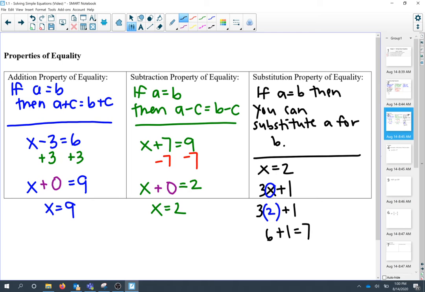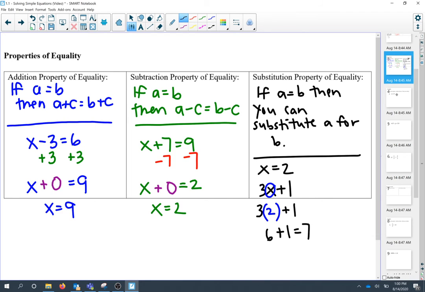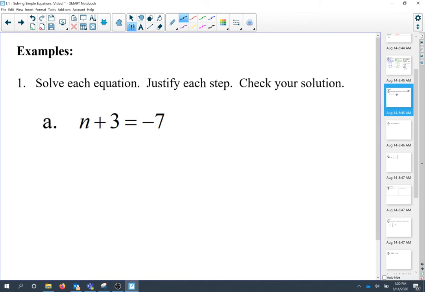And right here, when you filled in, instead of 3x, you did 3 and then you substituted 2. That's your substitution property of equality. Now, using those, we're going to do 3 examples where we actually get into solving our linear equations. So, number 1, solve each equation, justify each step, and then check your solution.